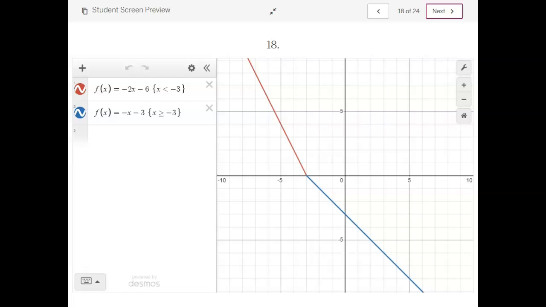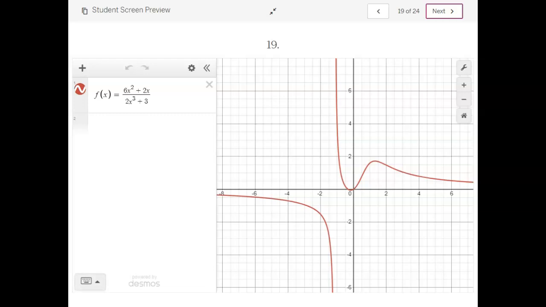18. One or two-sided limit? One. Which side am I coming from? The right. So coming from the right, as x approaches -3, what's y approaching? 0. And I actually get there this time, but sometimes we do, sometimes we don't.